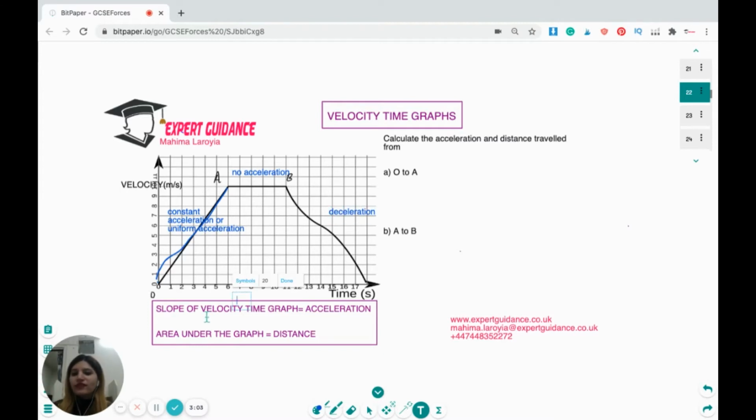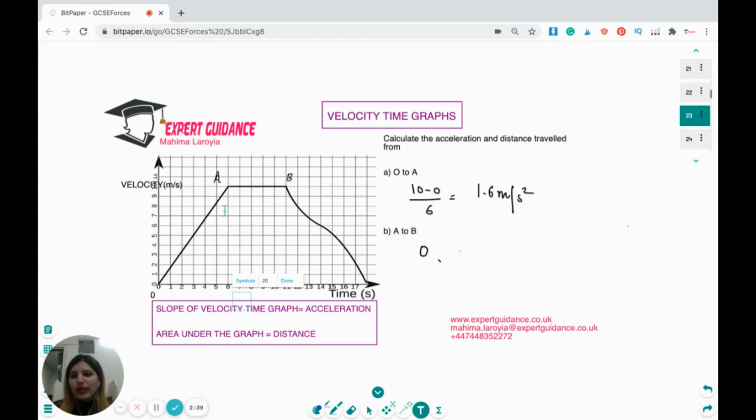Now, the slope of the velocity time graph gives you acceleration. We've just seen a question, how do we work out the acceleration from O to A? And if you work out the area under the graph of the velocity time graph, you get the distance. Okay, so you need to remember these two things. Now let's try a question. So you need to calculate the acceleration from O to A and A to B. So you can pause the video and try this and come back to check the answer.